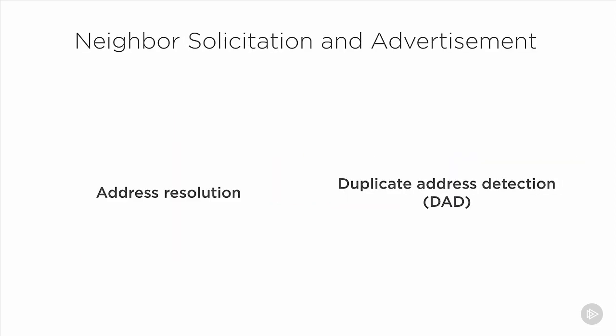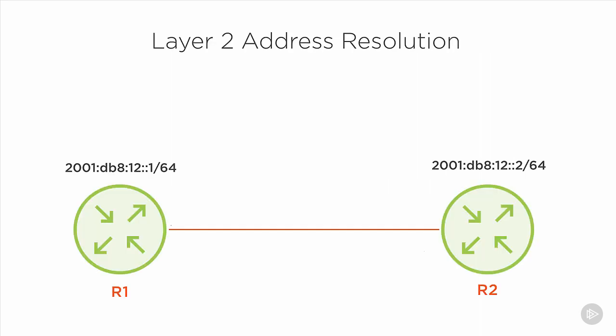Now let's look at neighbor solicitation and neighbor advertisements. NS and NA perform 2 important functions: address resolution and duplicate address detection. So let's start with this first one, address resolution. Suppose that R1 here needs to ping R2's global unicast address, which is 2001:DB8:12:2, but it does not have layer 2 information for R2. Now we're assuming that this is an Ethernet link, so it needs a MAC address.